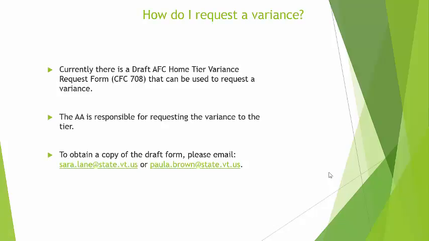So the draft form is going to be Choices for Care Form 708. You can use it to request a variance. Again, it's in draft right now, so we're not going to post it on our website until it's finalized. But it is the authorized agency's responsibility for requesting the variance to the tier. And currently, if you'd like a copy of the draft form, you can contact Sarah Lane or Paula Brown at those email addresses listed.